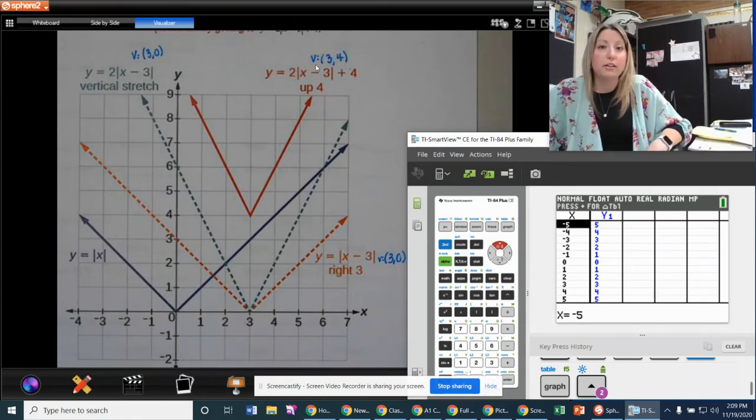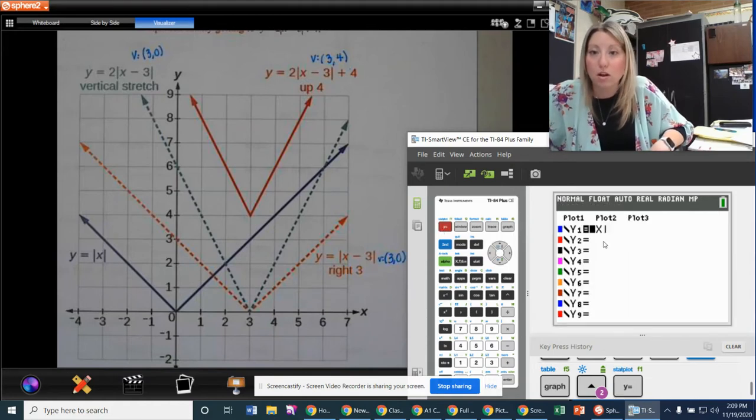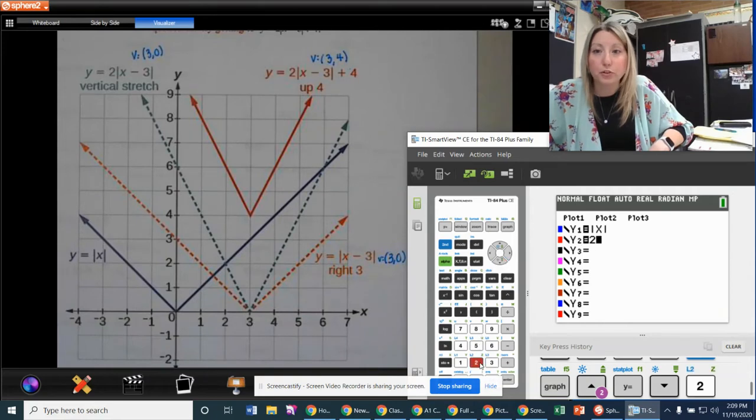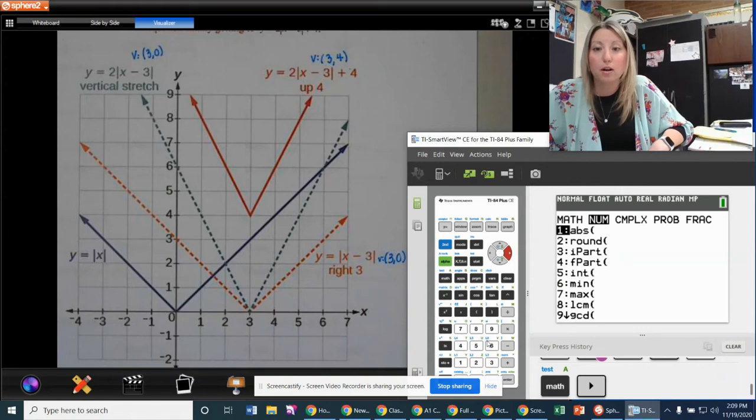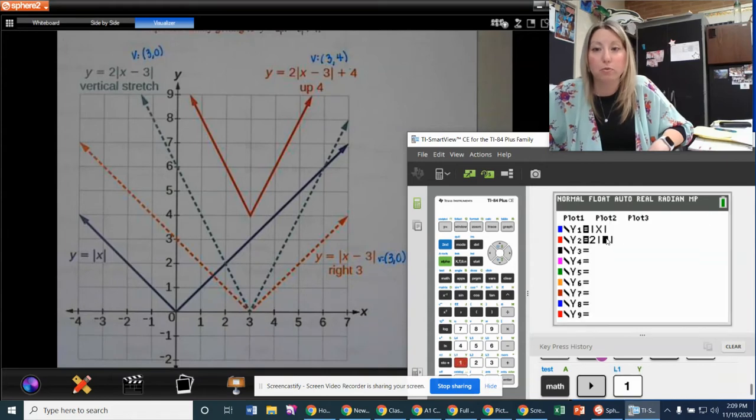Now, what if I needed to graph this function right here, y equals 2 times the absolute value of x minus 3 plus 4? All I need to do is press y equals, and I can arrow down into y2. I want my 2 first because it's in front of the absolute value bars, then press math, arrow right to number, and press number 1 because that's where my absolute value bars come from. Then it's x minus 3 on the inside. Notice this right arrow has come up, so arrow out. Now we're outside, and we can put our plus 4.